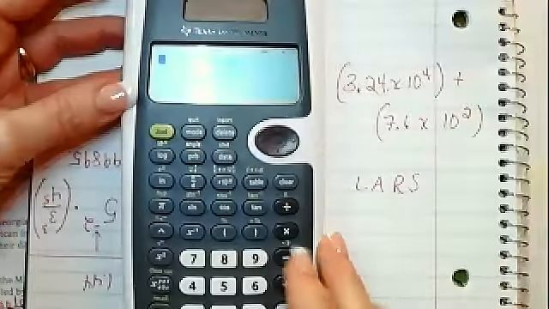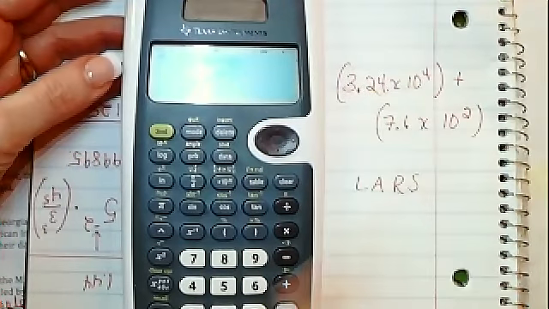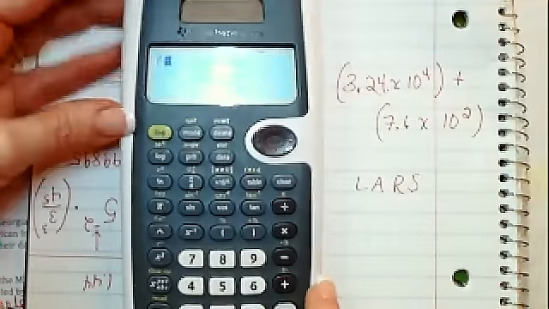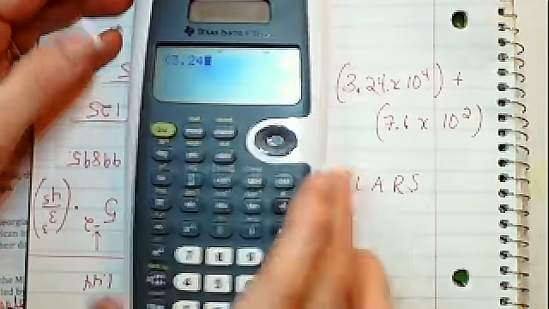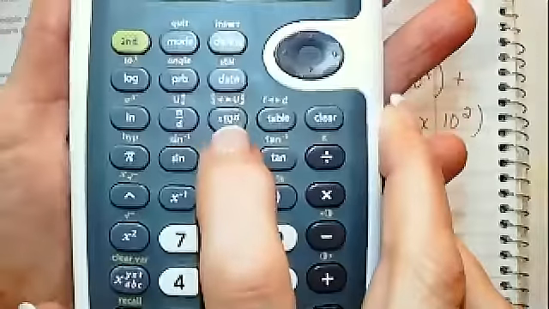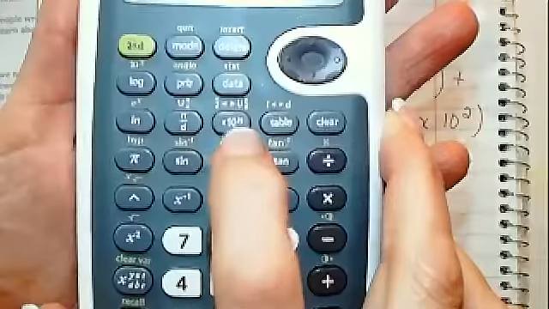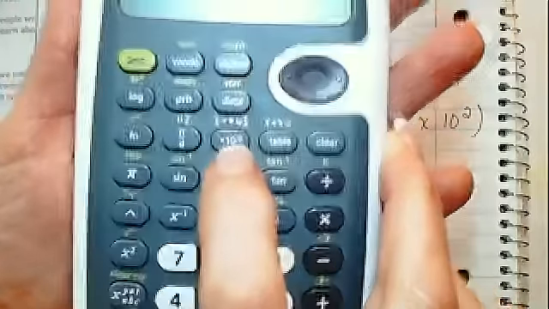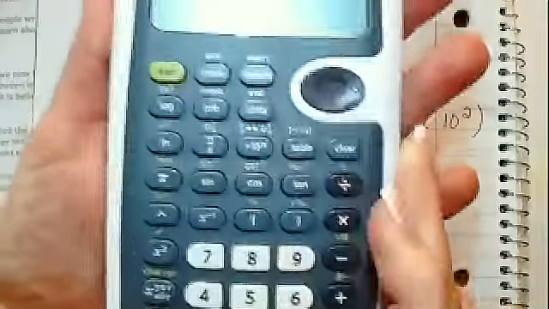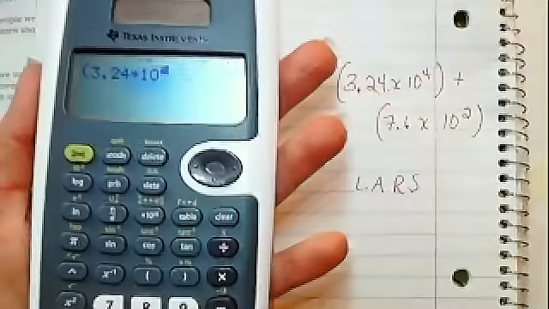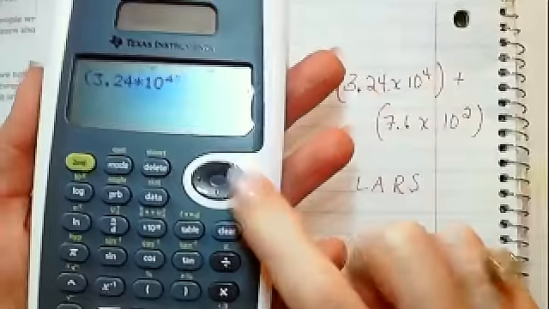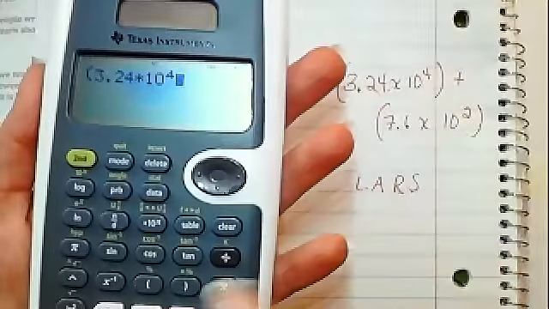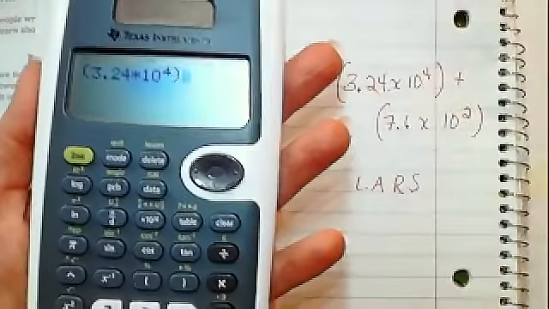So I'm going to use parentheses when I need to, and so every time I see parentheses, I'm going to use them in my calculator so I don't get anything wrong. So I'm going to type in 3.24, and now this morning I taught you guys that that button means times 10 to the something power. I'm going to hit that. So 3.24 times 10 to the 4th power. I don't want to be in my exponent anymore, so I have to arrow right in my parentheses.